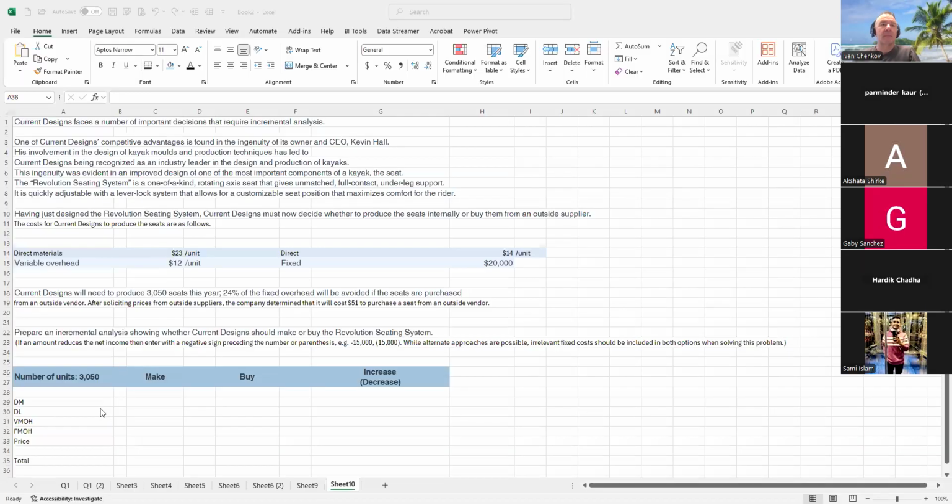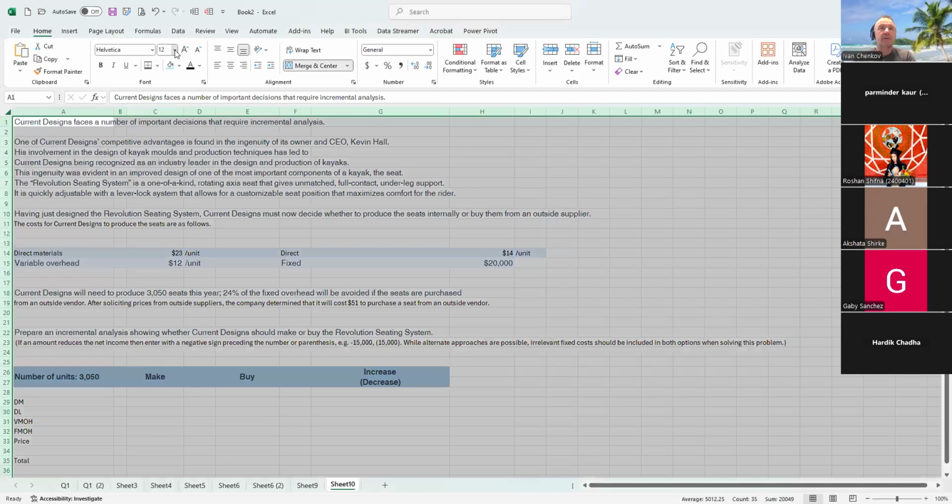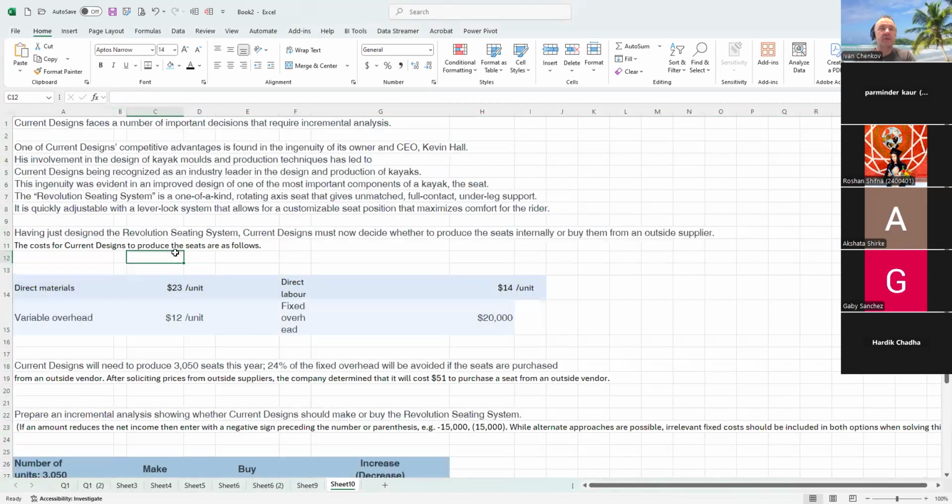Okay, that's make versus buy, right? Is that what it is? Yes, Professor. Okay, let's go here. Let's see what we have. Can you guys see the screen? Yes. Okay, let's go with the 14. Let's make it bigger. So this company faced a number of important decisions requiring incremental analysis.